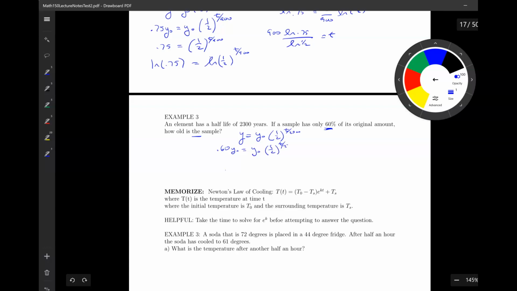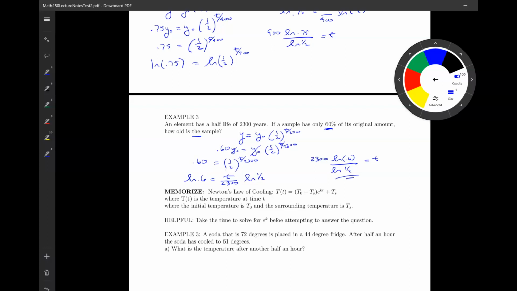1/2 t over 2,300, divide through by the y naught, so I get 0.6 is equal to this 1/2 t over 2,300. Take the ln of both sides. This t over 2,300 will come down in front. So solving for t, I get 2300 times ln of 0.6 divided by ln of 1/2 is equal to the t. And these are fine answers. You don't need to go put them in your calculator.